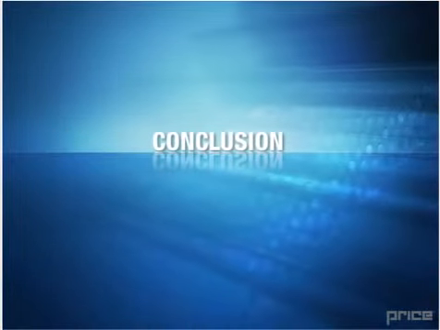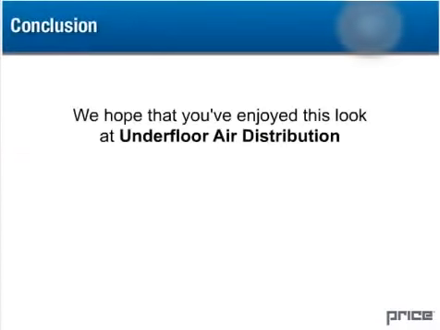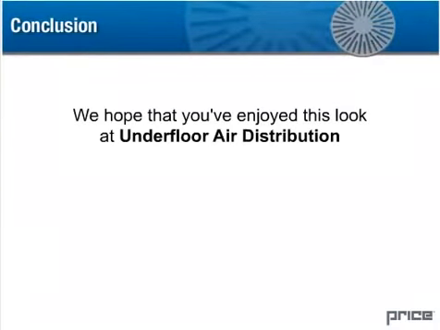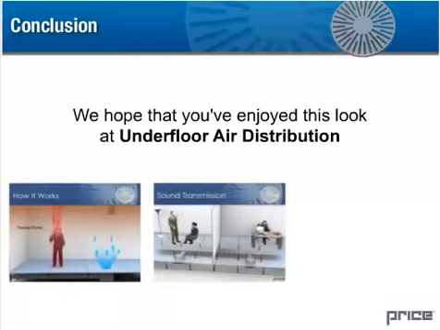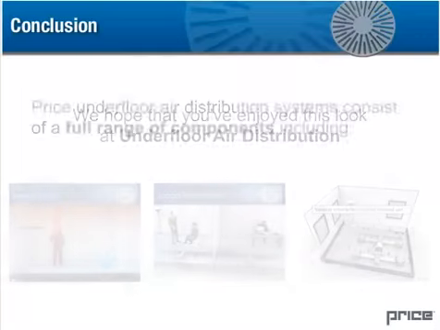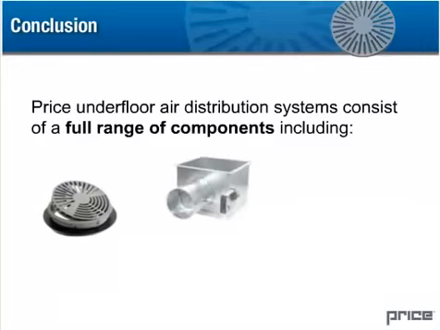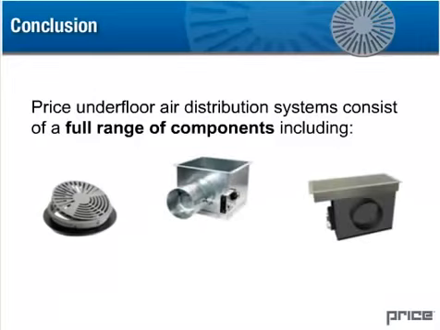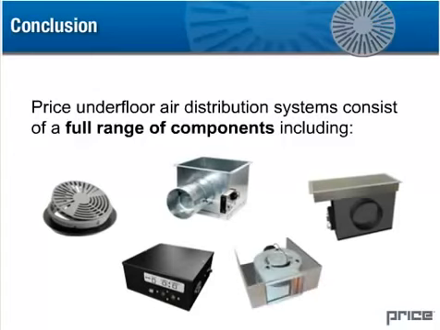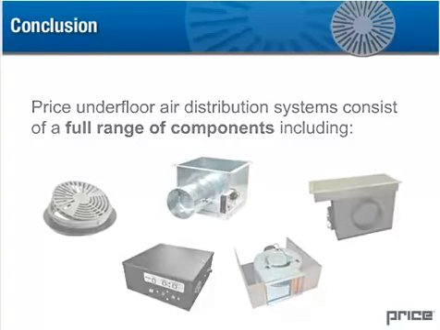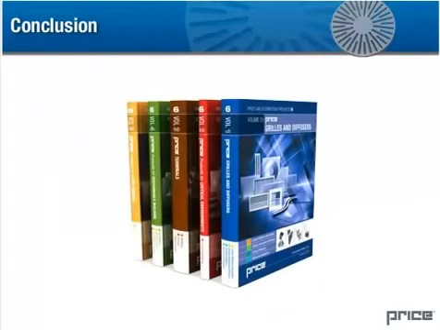Conclusion. We hope that you've enjoyed this look at underfloor air distribution. We've explored many aspects of underfloor air distribution, from concepts to benefits to design considerations. We've also seen that the Price underfloor air distribution system consists of a full range of components, including round floor diffusers, round floor boots, linear floor grills, modulating controllers, and fan terminal units, which may be combined to suit a variety of underfloor applications. For more in-depth information on this topic, you can always refer to the Price catalog.